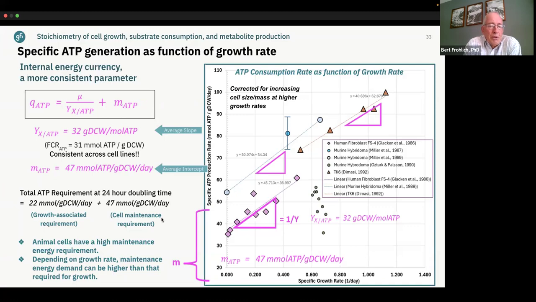But what's interesting there is that the maintenance term is higher than the actual growth requirement. So that's another indication that the cells are quite inefficient in using substrate. And a lot of what you're feeding them is actually going to maintenance and not even to producing growth.